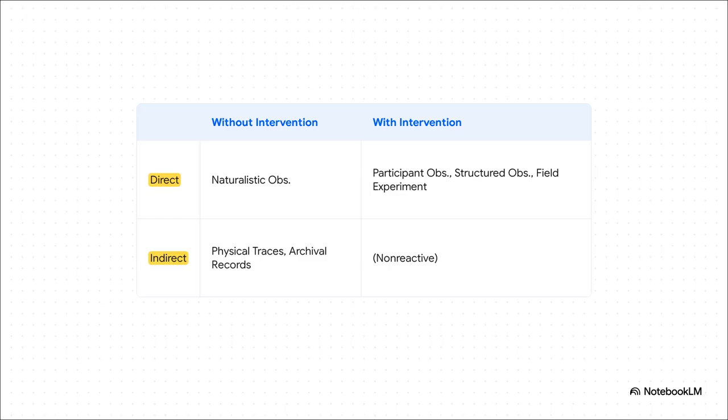The first big choice is whether you're going to be direct, watching behavior as it unfolds, or indirect, by looking at the evidence people leave behind. But the bigger choice, and the more interesting one, is whether to intervene.